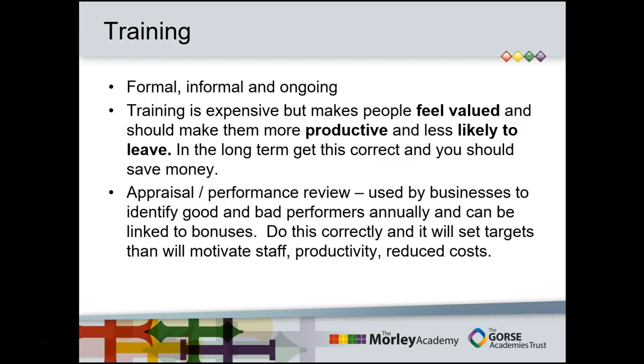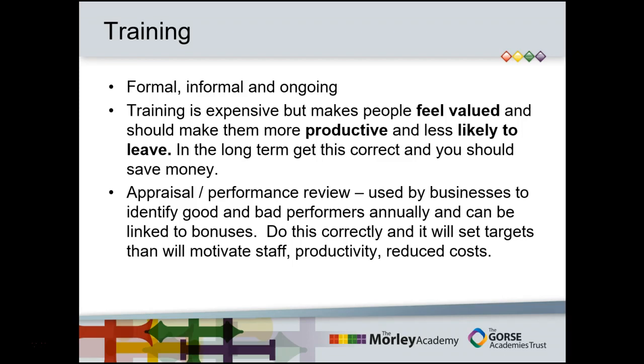Doesn't matter what type of training, the next bullet point is really important. Training's expensive, but what it does is it makes people feel valued. As a result, more productive, less likely to leave. So in the long term, if you get training right, then you should save money because staff won't be leaving. But this idea of what's the advantage of training, what's the advantage of ongoing, informal, formal, whatever, the advantages of training generally is that we make staff happier because they feel more valued, they feel as if they're cared for by the organisation, they will work harder, you should see a reduction in costs for the organisation.